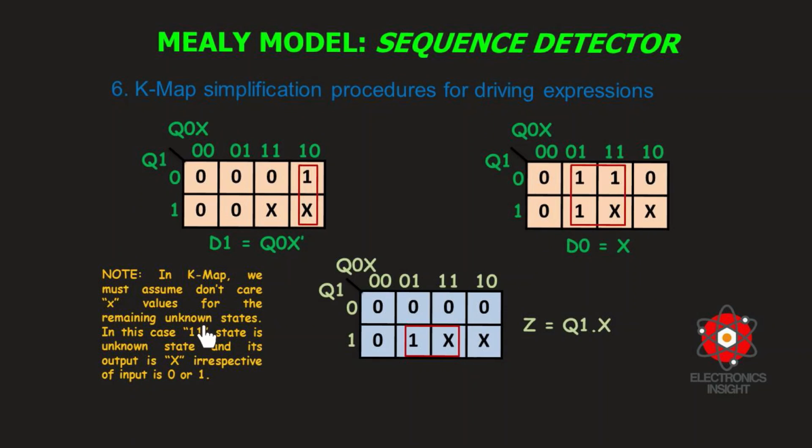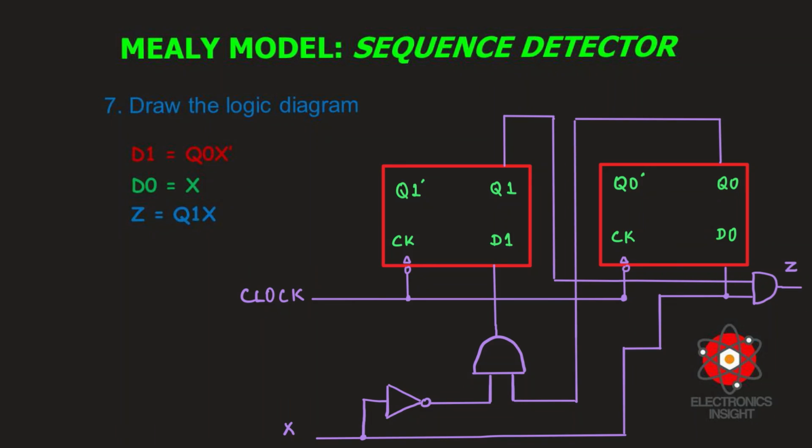Okay, so in this case, the 1, 1 state is an unknown state and its output will be don't care irrespective of whether your input is going to be either 0 or 1. So you will take Q1, Q0, X and derive what is D1, what is D0 and what is Z. So do the grouping as per the K-map simplification procedures and find out the expressions for D1, D0 and Z and then bring it into your logic diagram. So after simplification using the K-map procedure, we understand that D1 is Q0 into X bar, D0 is X, Z is Q1 and X accordingly.